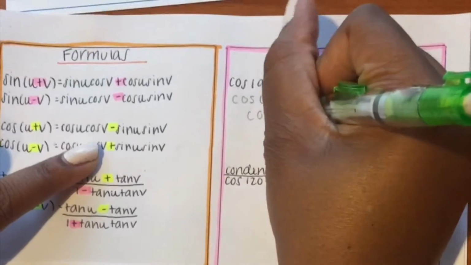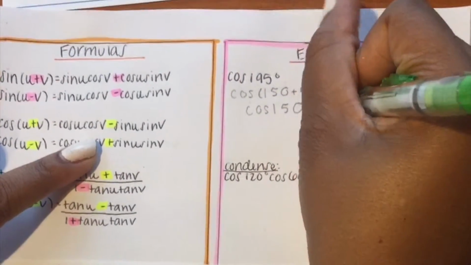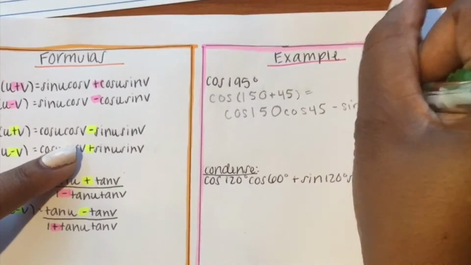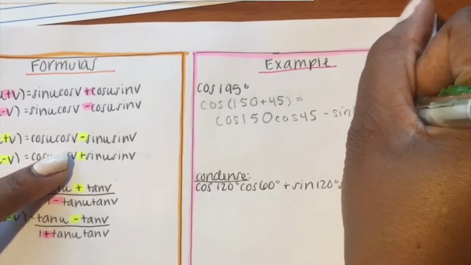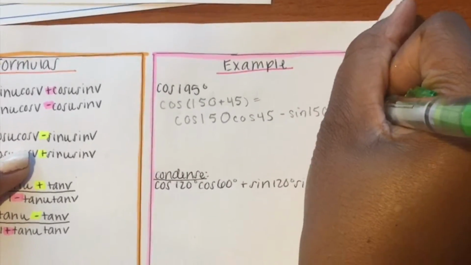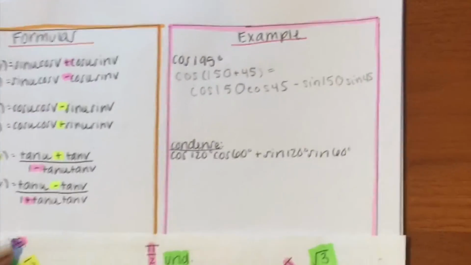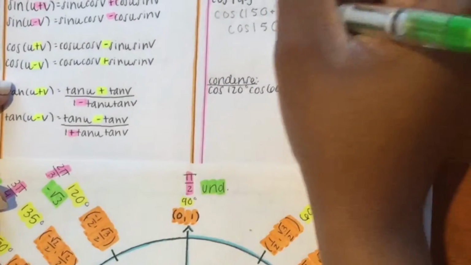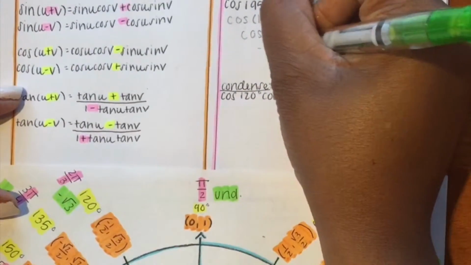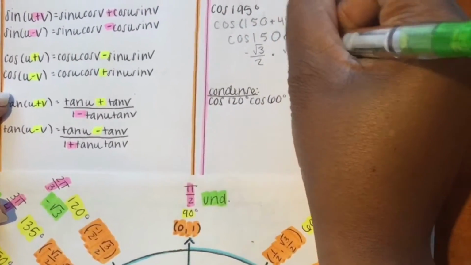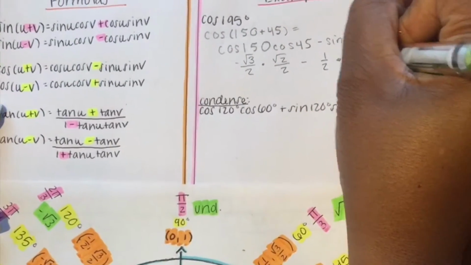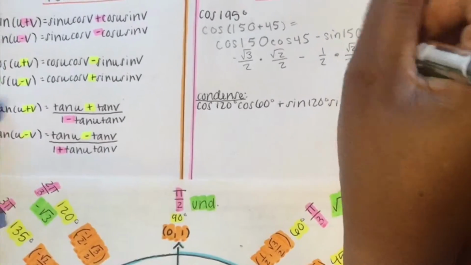So it's cosine of 150 cosine 45 minus sine 150 sine 45, and then you're going to refer to your beautiful unit circle, and you can look and see that cosine of 150 is negative root 3 over 2 times root 2 over 2 minus 1/2 times root 2 over 2.